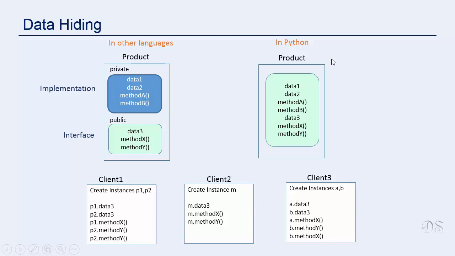In Python, everything inside the class is public. Clients can access any data or any method. So if these clients use this Python class, they are free to call any of these four methods and they can access any of these data variables. Python does not enforce any access restrictions on data and methods like Java and C++ do.